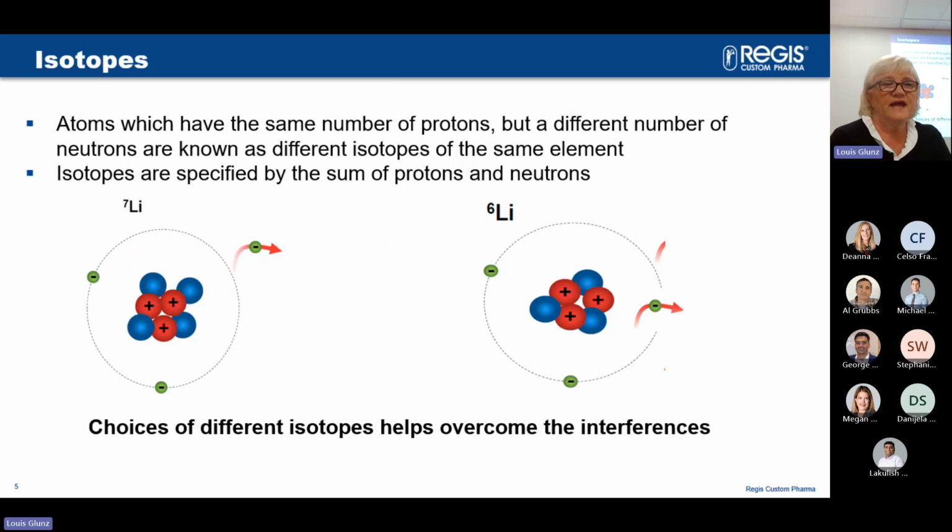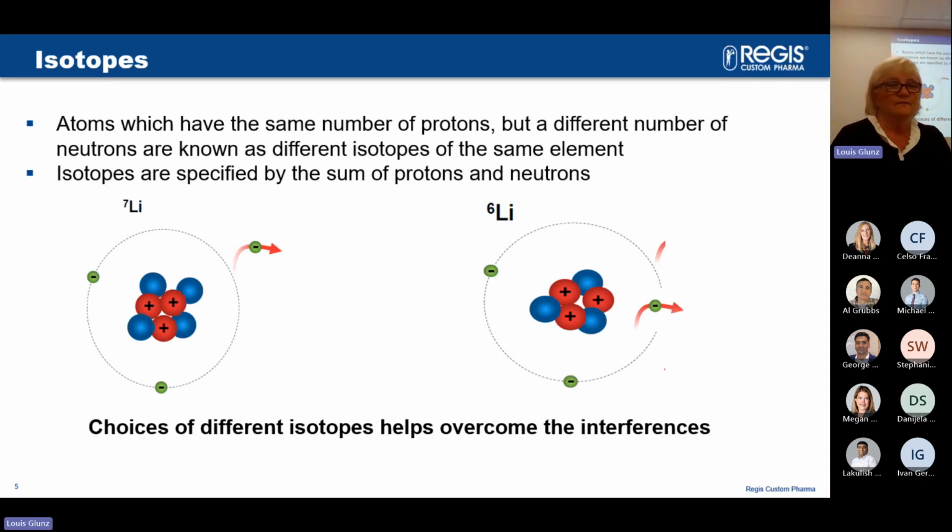Atoms which have the same number of protons but a different number of neutrons are known as different isotopes of the same element. Isotopes are specified by the sum of protons and neutrons. In the illustration below, I'm showing the lithium atom. It has two isotopes, lithium-6 and lithium-7. Lithium-6 consists of three protons and three neutrons. Lithium-7 consists of three protons and four neutrons. The choice of a different isotope helps overcome the interferences in ICP-MS.